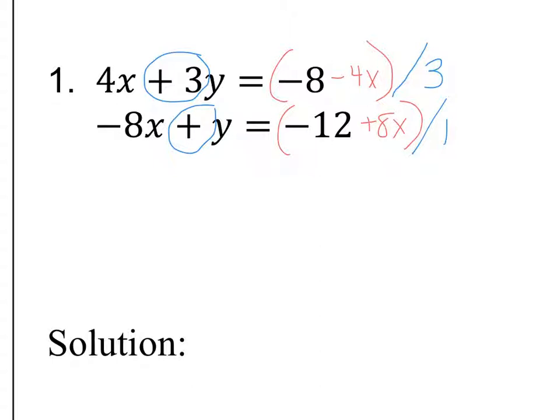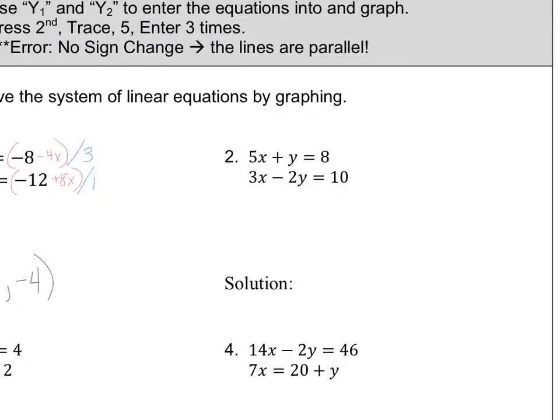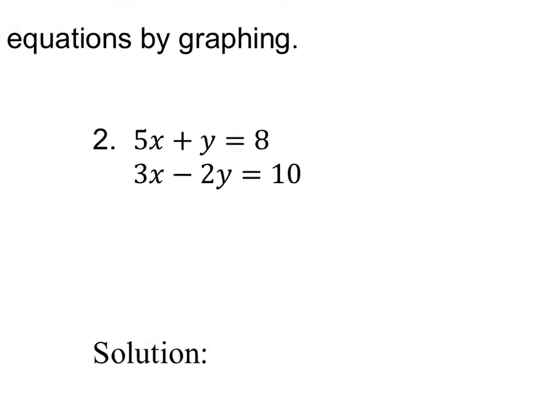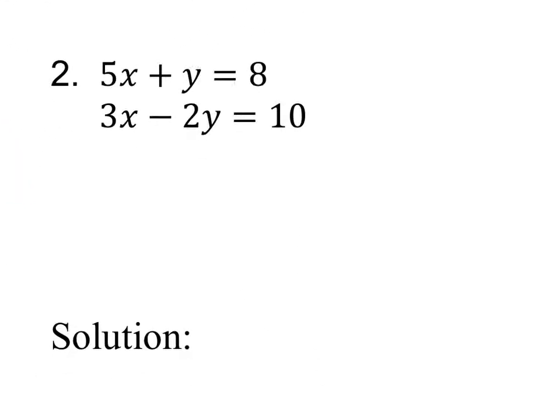Okay, when I put this into the calculator and do second calculate intersection, I come up with my solution as 1, -4. Okay, let's look at number 2. Number 2, we also need to get into calculator form. So I'm going to go ahead and do those 4 steps.